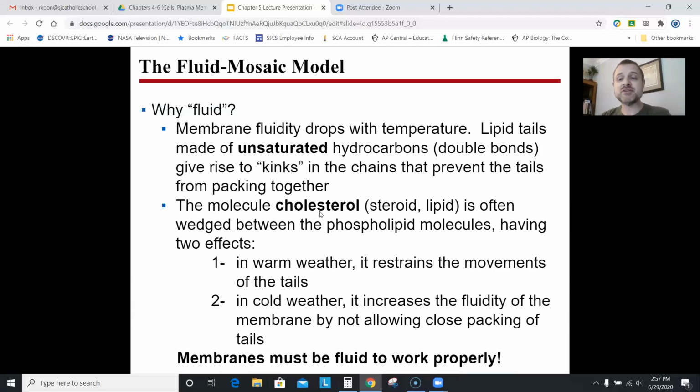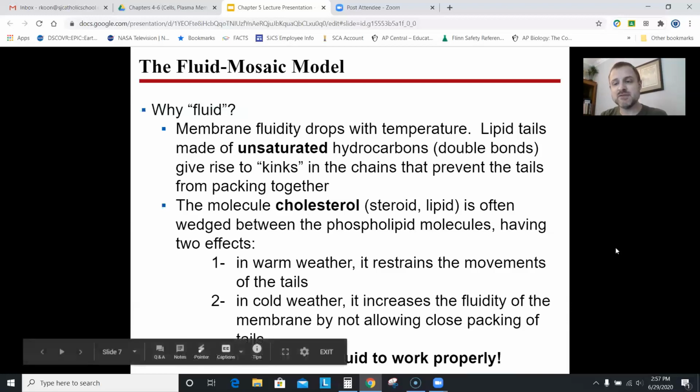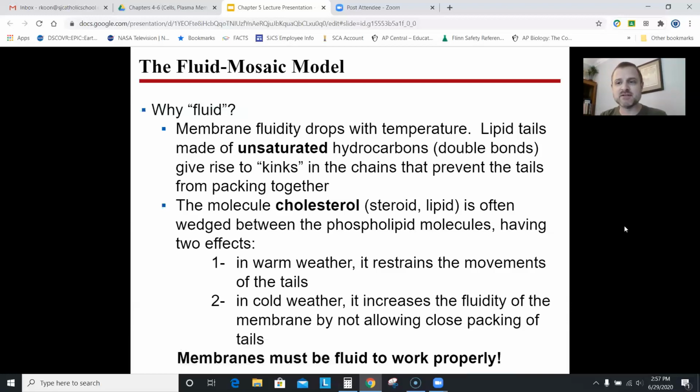The molecule cholesterol does something similar. If it gets too cold, you can increase the fluidity of the plasma membrane by increasing the cholesterol content of the cell membrane. And again, if the membrane's not fluid, it doesn't work right. So the membrane freezes, nothing can get through the cell, and that's a problem.